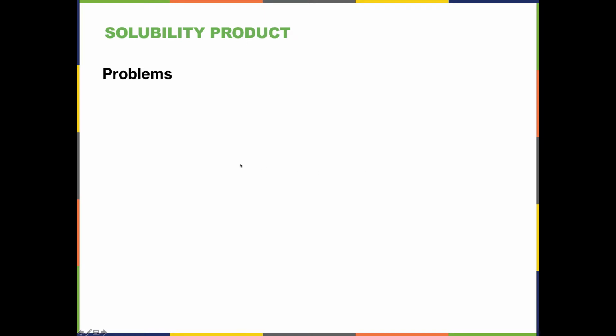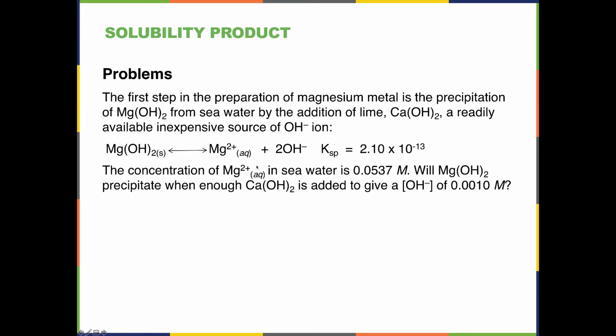So now let's do a couple of other problems in practicing here. The first one: the first step in the preparation of magnesium metal is the precipitation of magnesium hydroxide from seawater by the addition of calcium hydroxide, a readily available source of hydroxide. And the equation is shown here. The Ksp is this 2.1 times 10 to the minus 13.